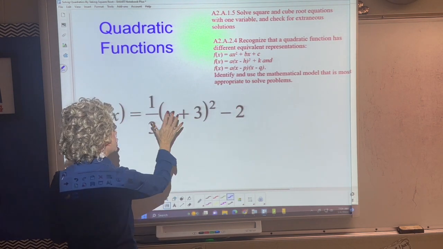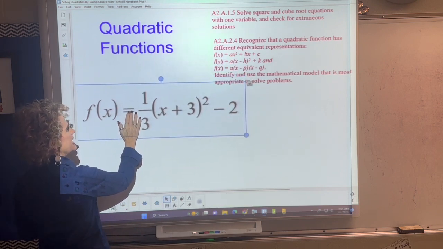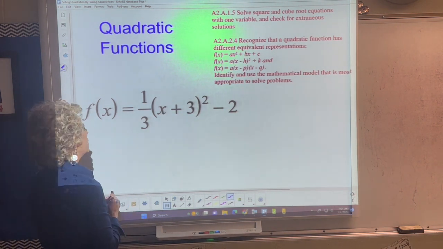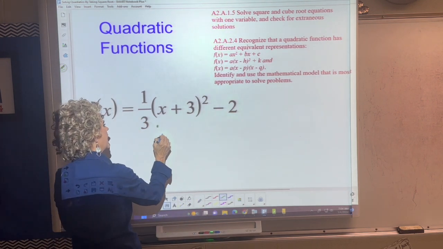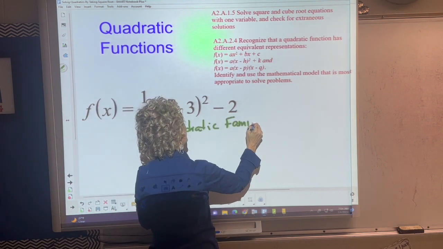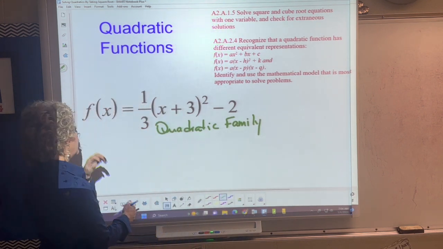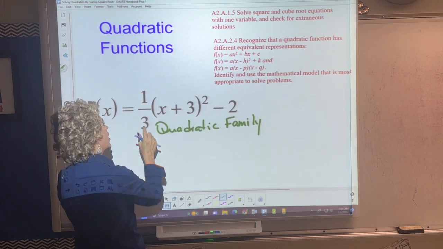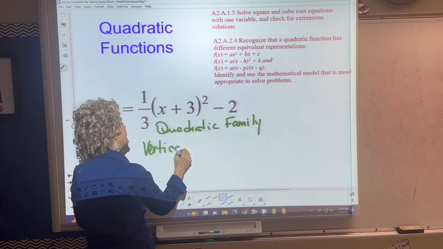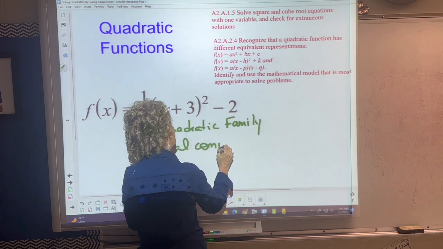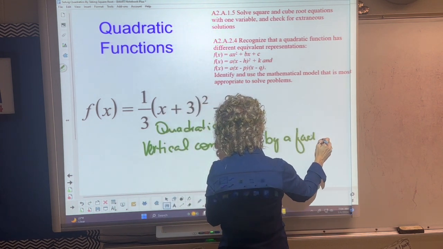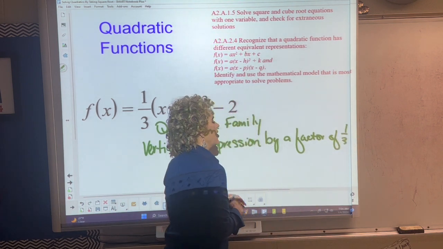Okay, we've done that. This right here is one of our equations that's in vertex form. What we're going to do is just hit and review what we have already learned. First and foremost, we always say what family it is. This is the quadratic family. We are comparing it to its parent function. The very first thing that we see is that 1/3, our A value. A is less than 1, so we have a vertical, and since it's less than 1, it's a compression. We have a vertical compression by a factor of 1/3.